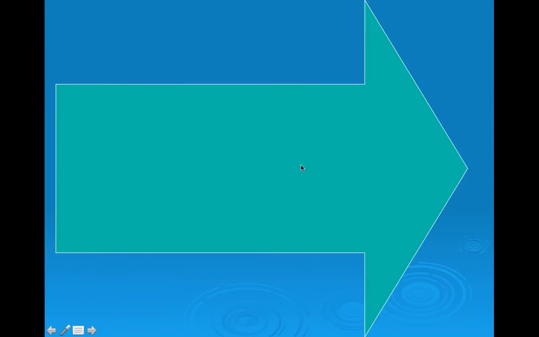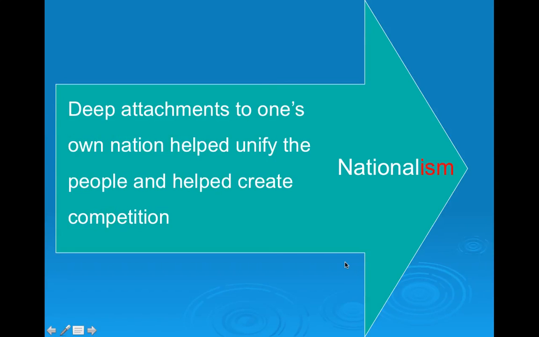No worries about this. The first thing you're going to see is nationalism. You'll notice I made the ism red. Circle it. Now, just like in class, I want you to circle the root word of nationalism again. Nation. Now, with nation, this is something we talked about, especially after the War of 1812, after we didn't kick the British's butt once, but twice. Hope you said that. So nationalism, by definition, is when you have a deep attachment to one's country, and it helps unify the people and create competition.